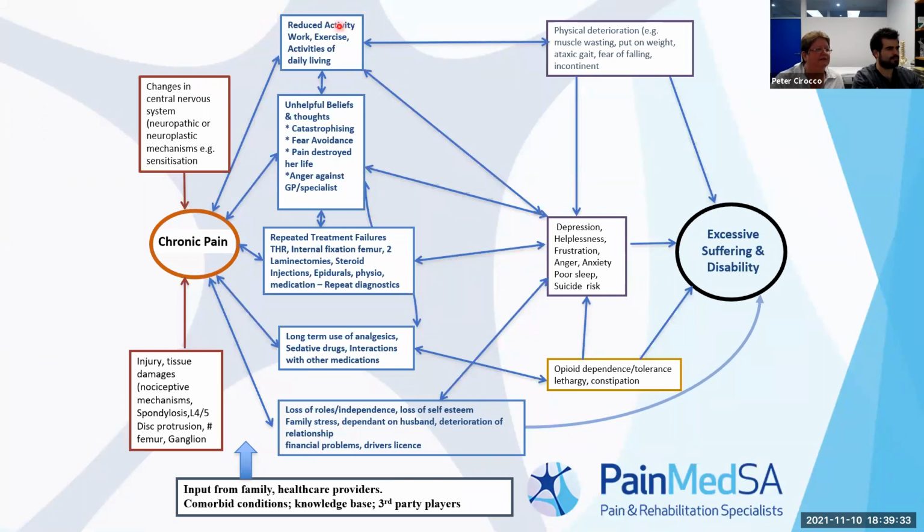Because of this, she started to experience physical deterioration. She had muscle wasting. She put on weight because she wasn't active. She had an ataxic gait. She walked quite abnormally. She needed a stick. She had a fear of falling, and she was incontinent of urine, which is a big problem for her when you're 57. All of that basically increased her excessive suffering and disability.